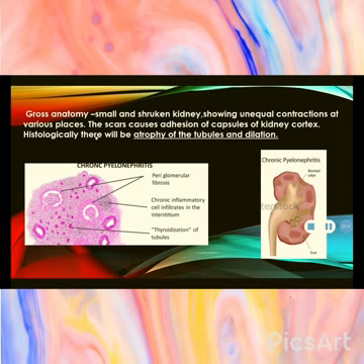In these images, we can appreciate gross anatomical changes like a small and shrunken kidney showing unequal contractions at various places, the scar, blunted calyces, adhesion of capsule to kidney cortex, and histological changes like atrophy of the tubules and dilation, periglomerular fibrosis, chronic inflammatory cell infiltrates in the interstitium, and thyroidization of the tubules.